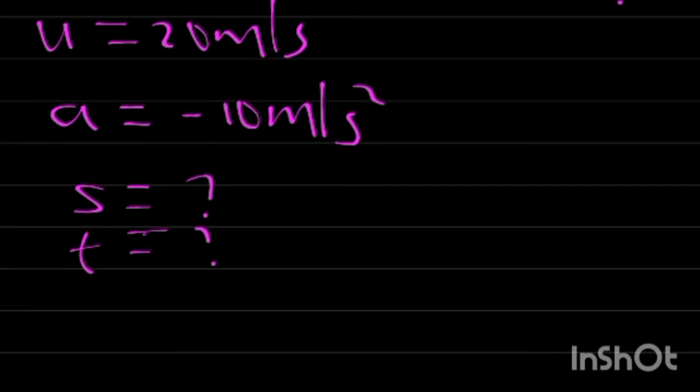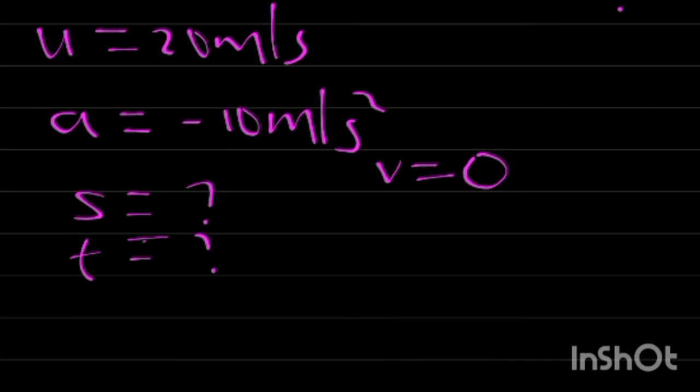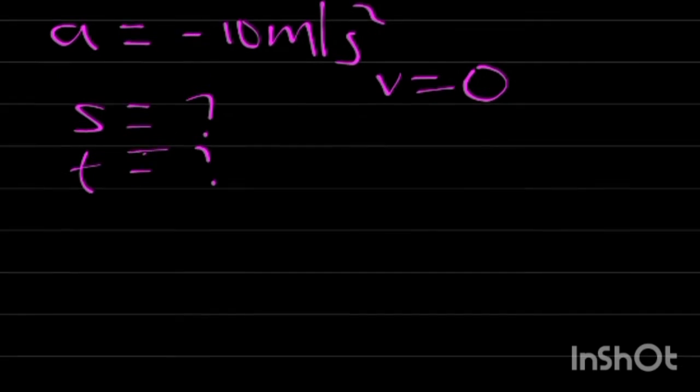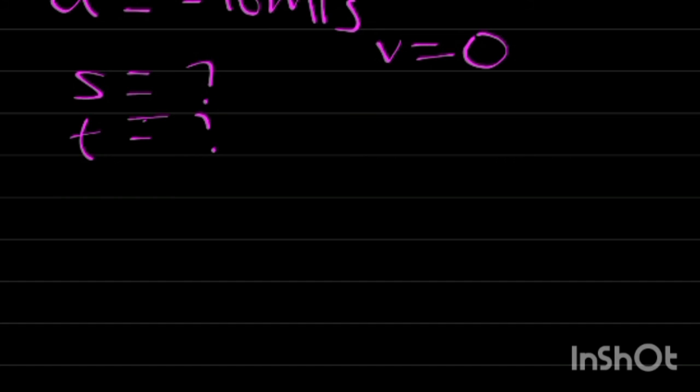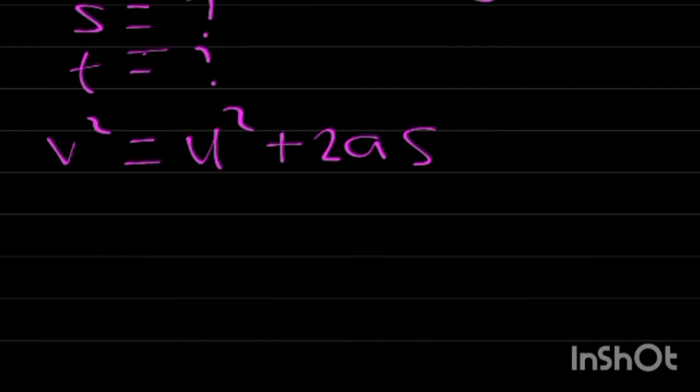Now, which of the equations of motion are we going to use? And don't forget, for the fact that the body comes to rest, I will quickly also write that v is equal to 0. Please always have this at the back of your mind. If you look at these 4 parameters, initial velocity, acceleration, final velocity, and distance, the formula I can use here is v squared is equal to u squared plus 2as. This is the right formula to use.